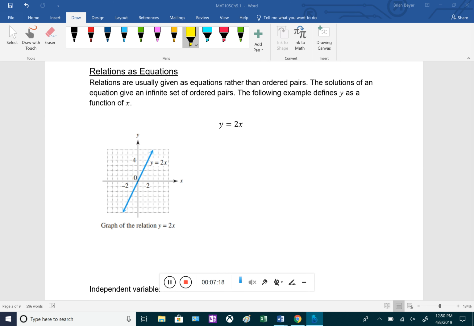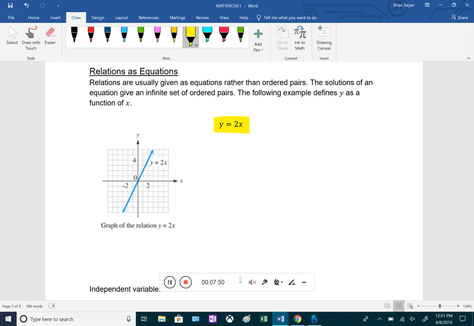So for relations as equations, typically when we're dealing with this stuff, we're going to be getting relations given to us as an equation rather than ordered pairs. The solutions to an equation will give us an infinite set of ordered pairs. So for example, we have this equation, y equals 2x. This defines y as a function of x. So we see how when we plug in different x values, it gives us out their corresponding y values.